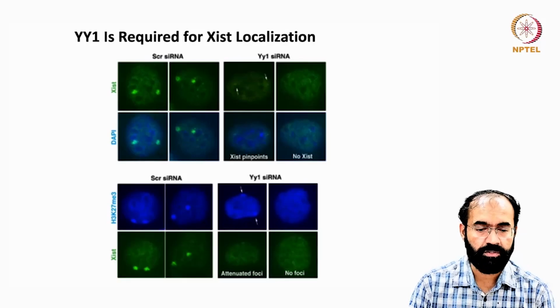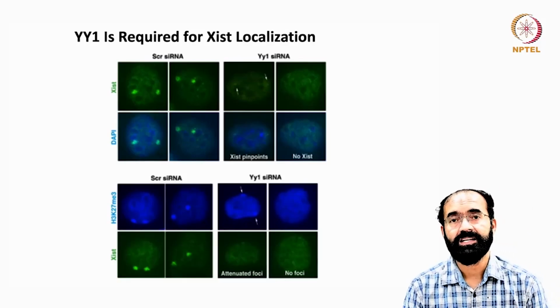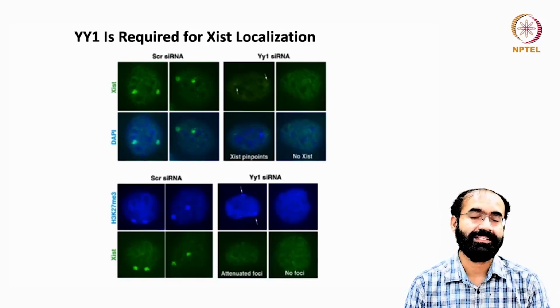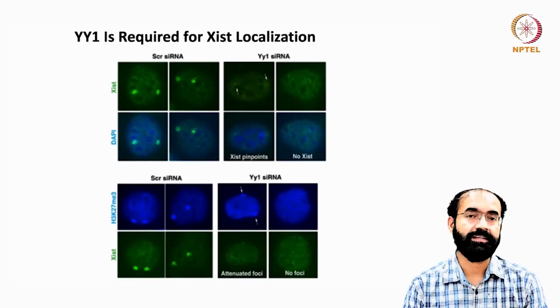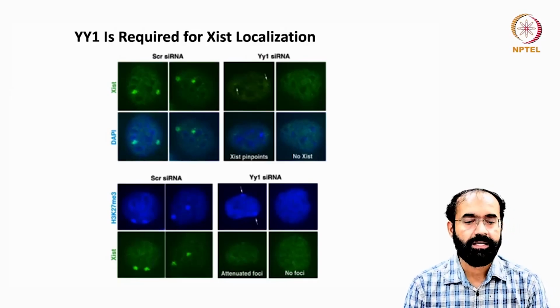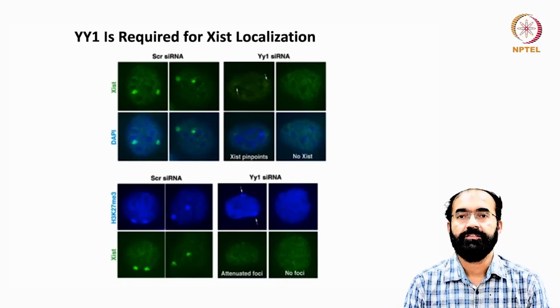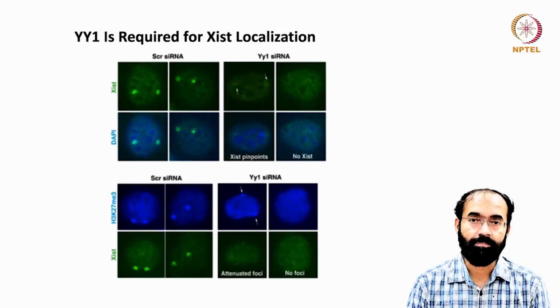Also, the H3K27 trimethylation methylation status, which occurs post tethering or post Xist attachment onto the X chromosome, will go missing. So the take home message from these experiments is that Xist will be able to attach to its target, that is the X inactivation center, with the help of a protein called YY1.